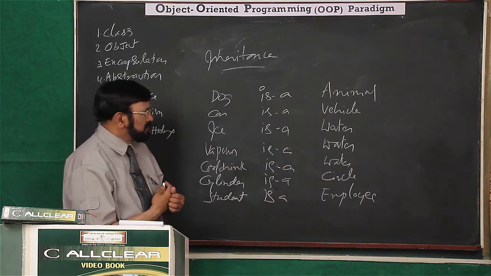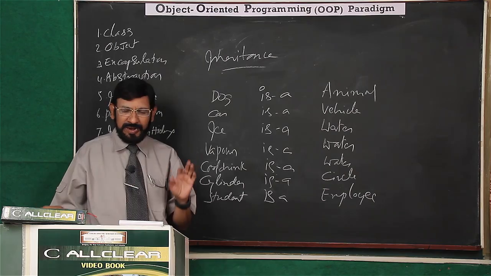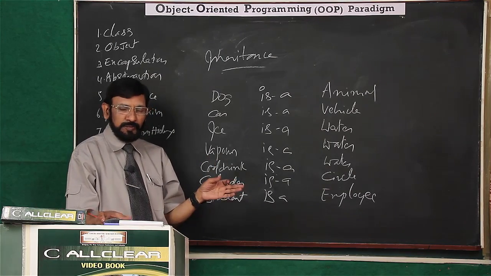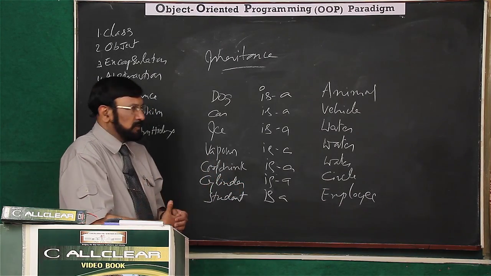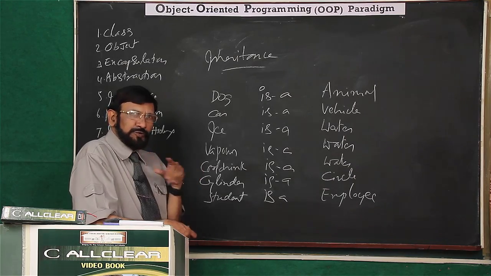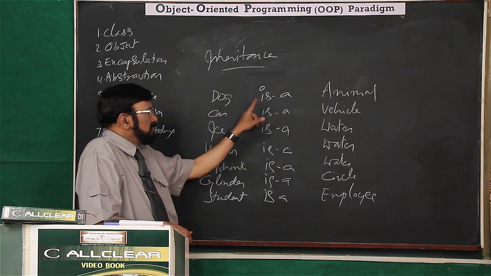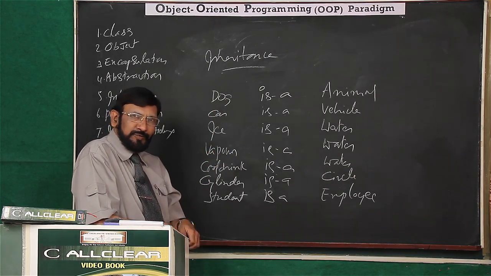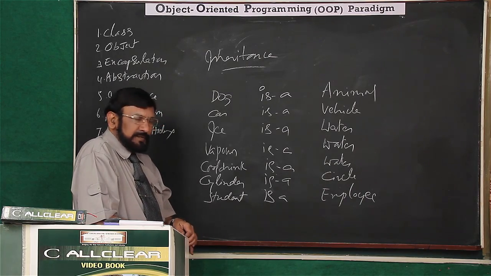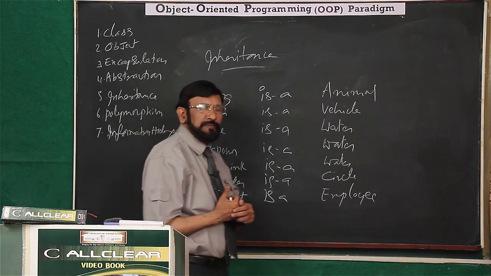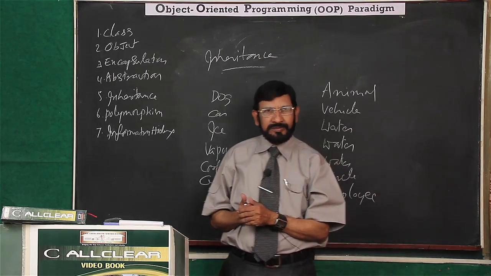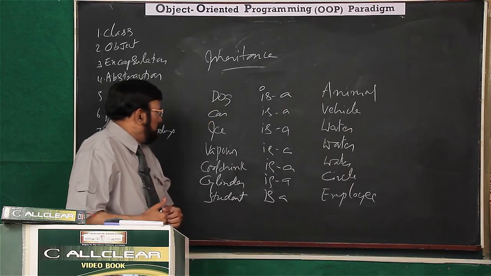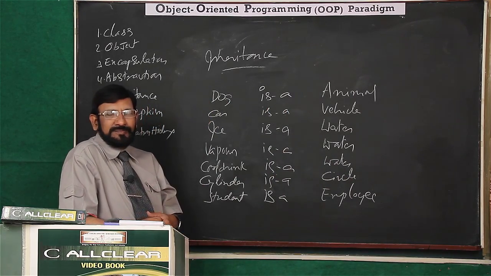Now, if you consider all these examples, you can get clarity where inheritance is possible and where it is not possible. An easier relation we should establish. Dog is a type of animal, that is true. Inheritance is possible. Car is a type of vehicle, then inheritance is possible. Ice is a type of water. Just think.